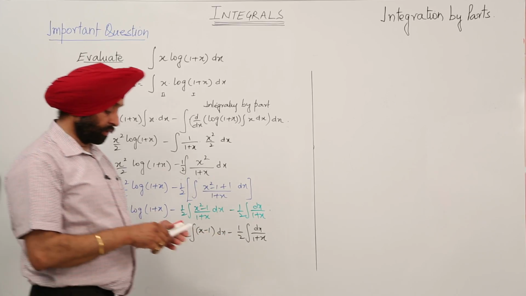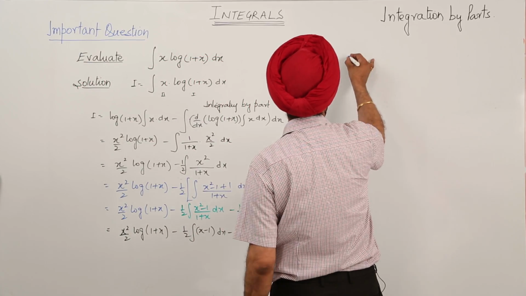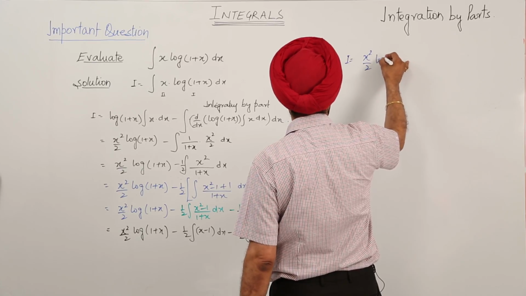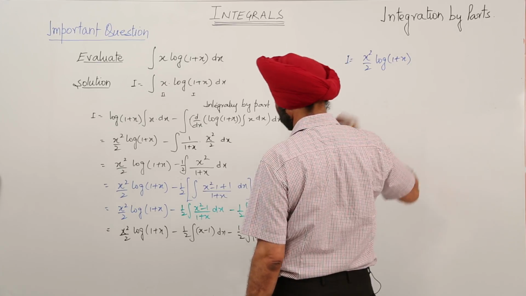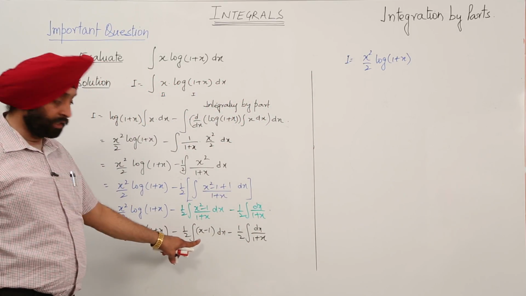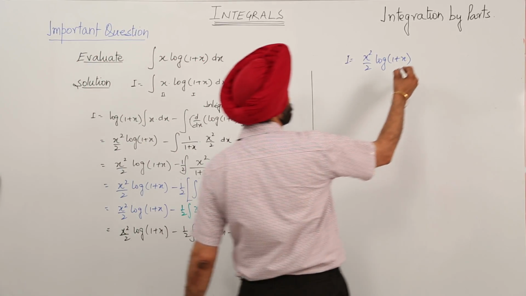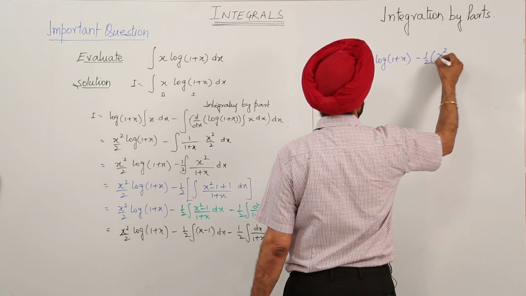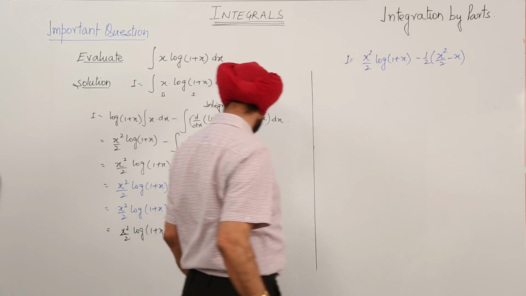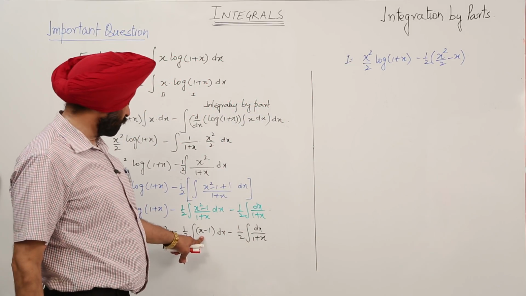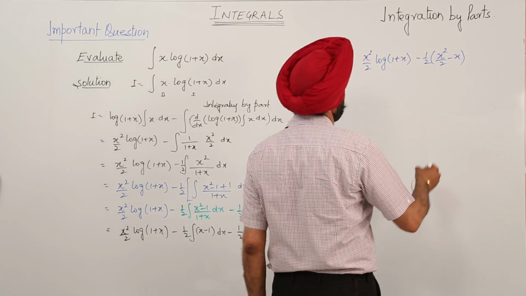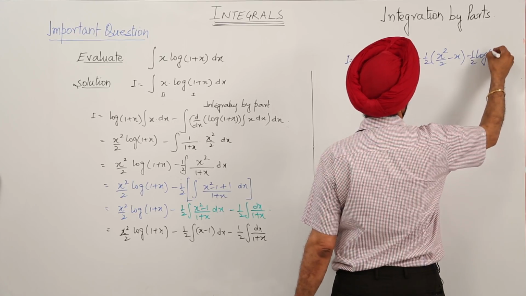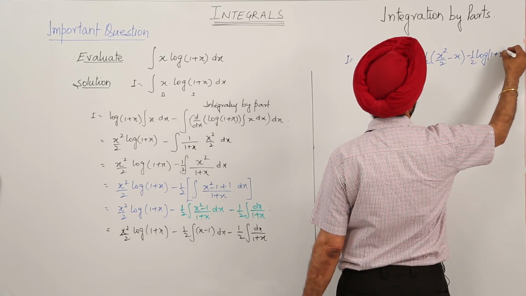Now we have two integrands, so we keep x square upon 2 log(1 + x) as it is, minus integration of x minus 1. So we now have minus half, x square upon 2 minus x, minus 1, x square upon 2 minus x, minus half log mod of 1 + x plus c.